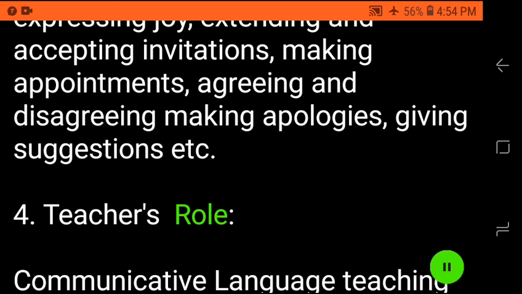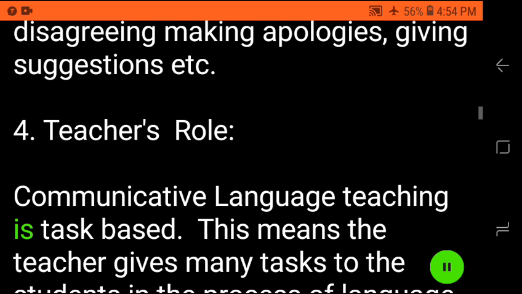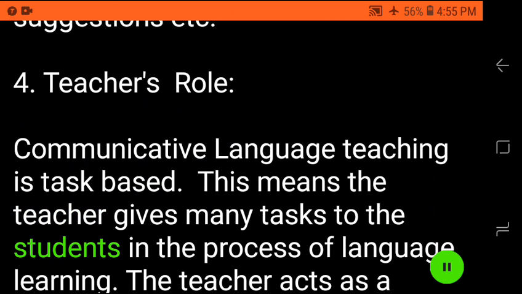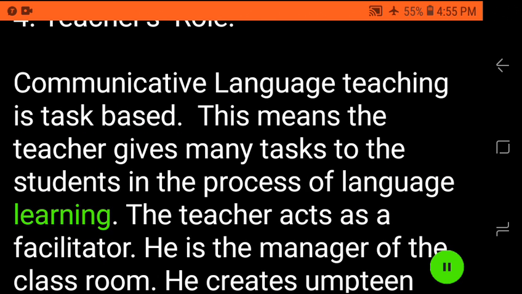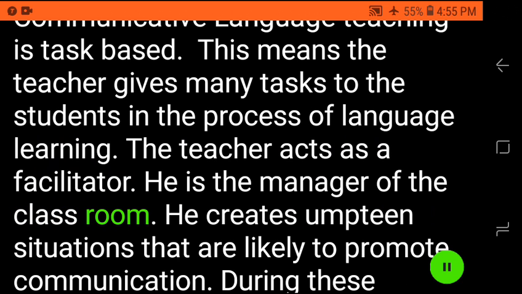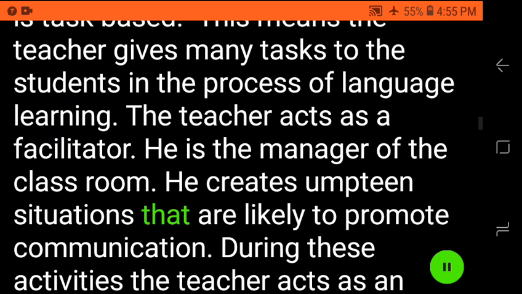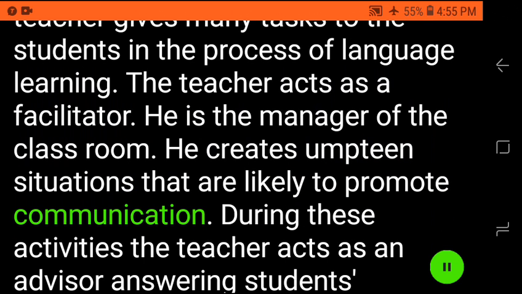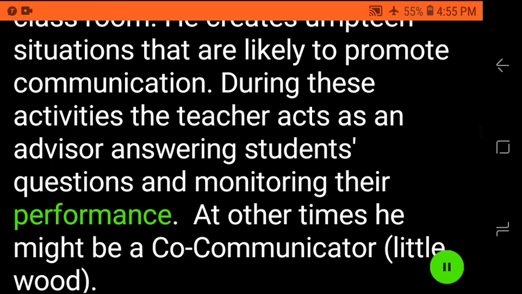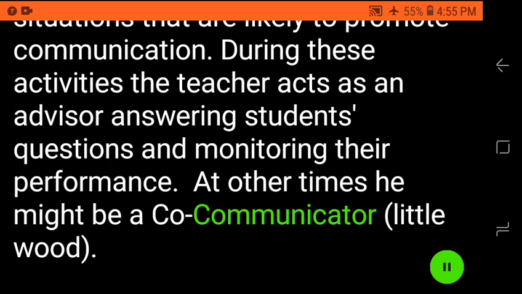4. Teacher's role. Communicative language teaching is task-based. This means the teacher gives many tasks to the students in the process of language learning. The teacher acts as a facilitator. He is the manager of the classroom. He creates umpteen situations that are likely to promote communication. During these activities, the teacher acts as an advisor, answering students' questions and monitoring their performance. At other times, he might be a co-communicator. Littlewood.